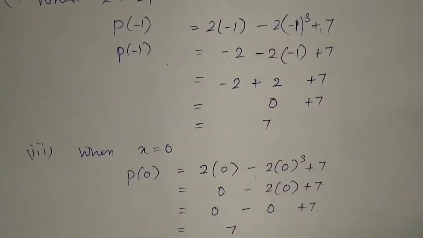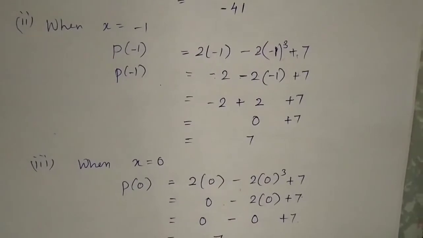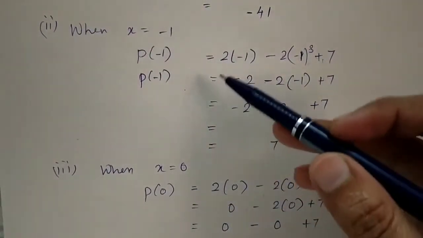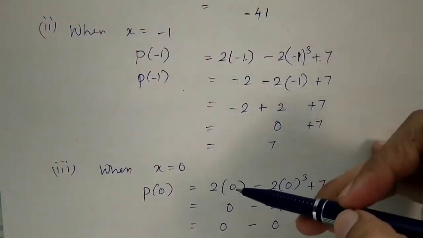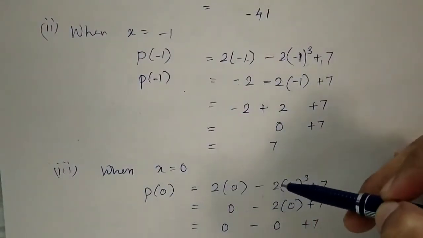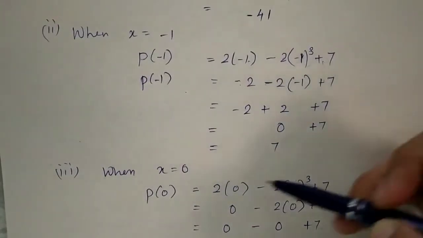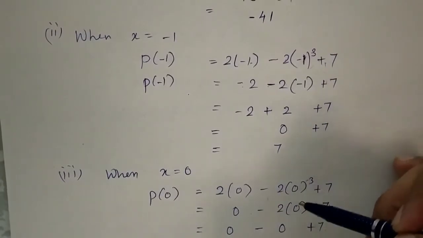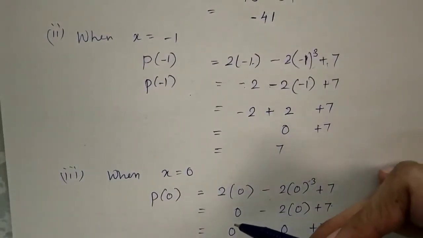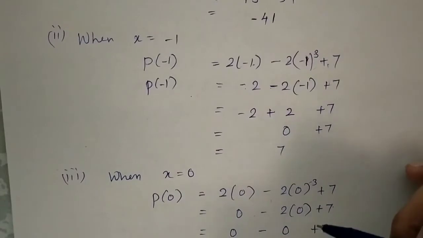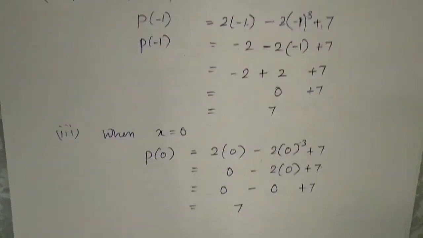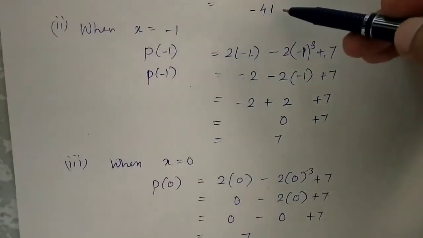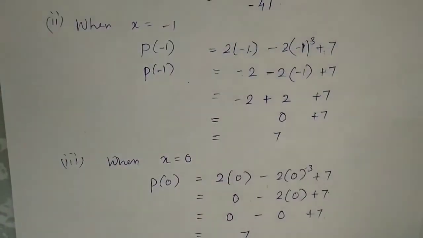Okay. Now next, when x is equal to 0. So what do we do now? In place of x, we put 0. So this becomes 2 into 0 minus 2 into 0 cube plus 7. 2 into 0 will be 0 minus 2 into cube of 0 which is 0 plus 7. So 0 minus 2 into 0 will be 0 plus 7, which will give me answer as 7. Okay, so the three values are minus 41, 7 and 7.